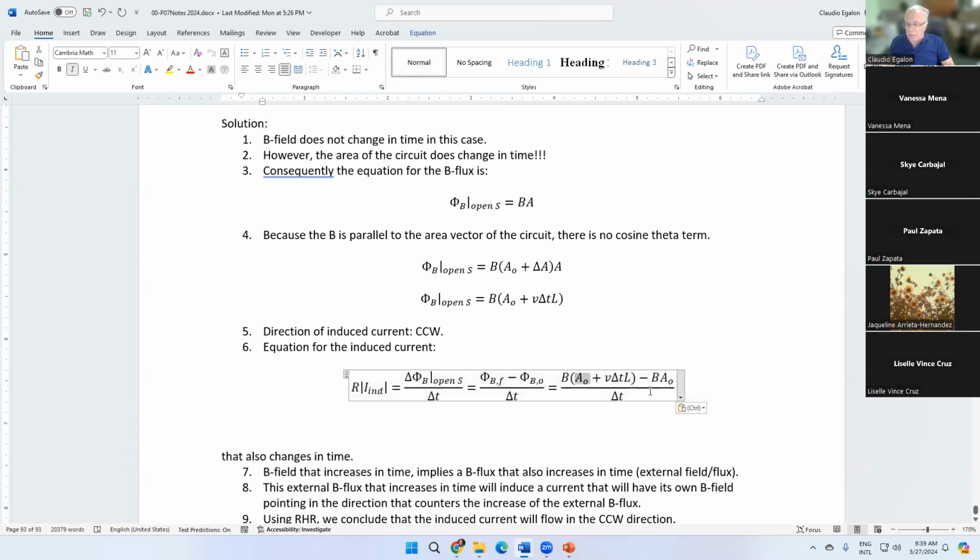And now see, this term here cancels out with this term. And all that you get at the end is going to be this thing here, V B delta t L. Delta t cancels out with delta t. And we end up getting B V L.